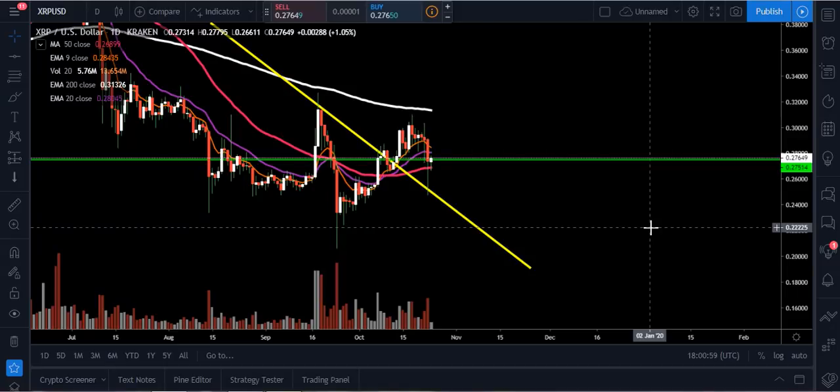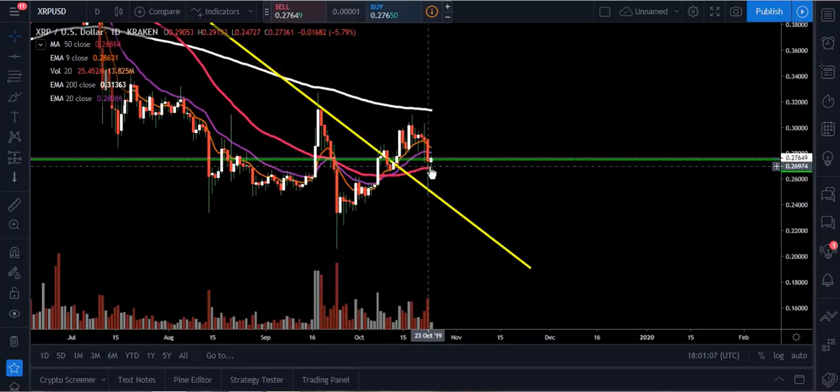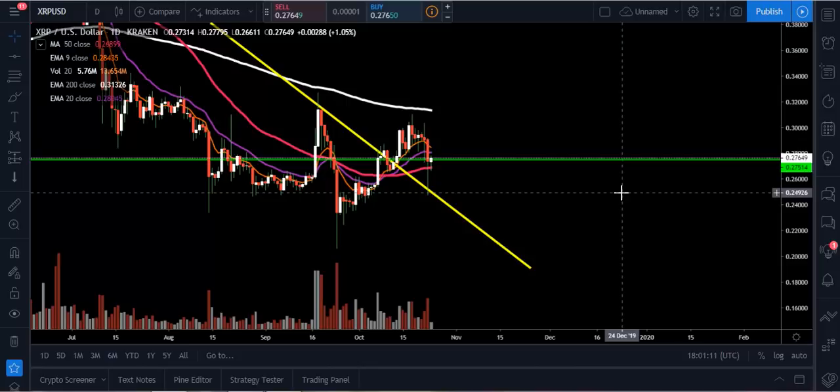Just wanted to bring this to you, but we're at that decision point, so pay attention to the 50, pay attention to the trend line, the support area, and just really watch the candle formation that we end up having here today and what type of candle we're going to end up closing today at 8 p.m. Eastern time. So you guys let me know what you think.